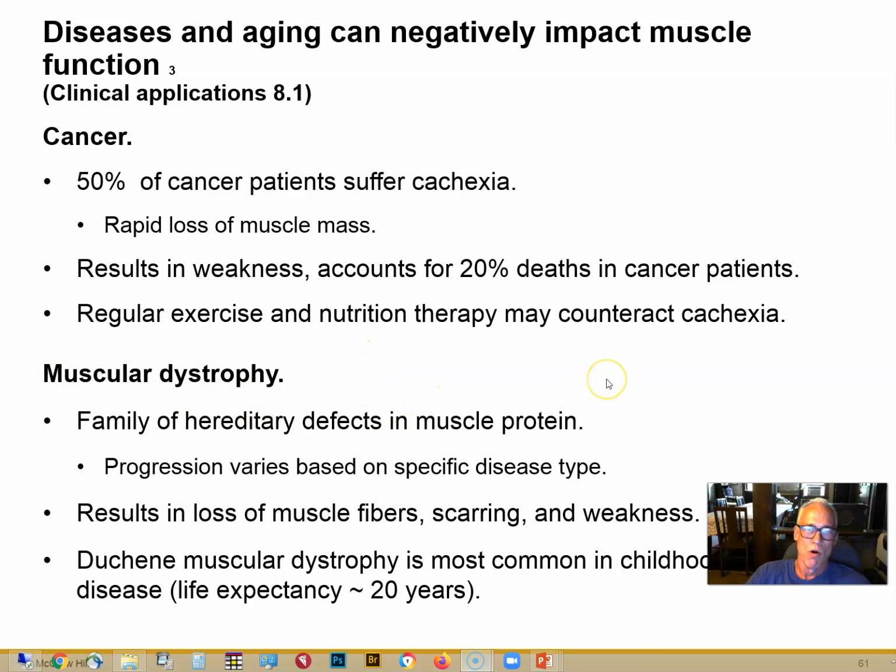Muscular dystrophy. Muscular dystrophy is a whole bunch of different progressive degenerative muscle diseases. So there's loss of muscle fibers, scarring, and weakness that results from these diseases. Different ones have different ages of onset and affect different parts of the body predominantly.